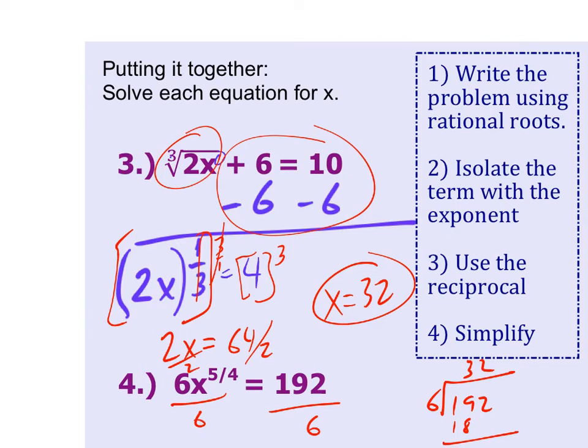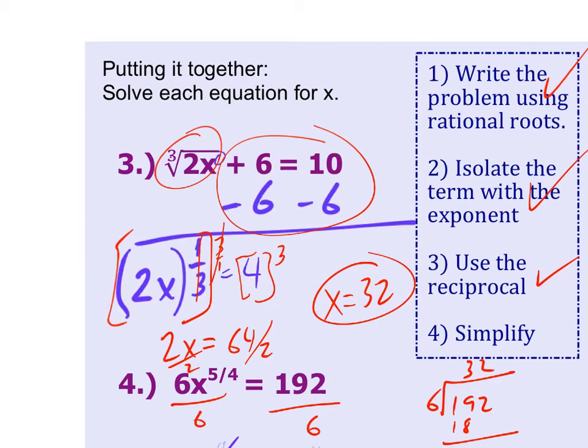Now, we've got the rational root. We've isolated the term with the exponent. Now we've got to use the reciprocal. So to use the reciprocal here, I'm going to multiply by 4/5 on both sides as an exponent. And now I just have an x left over on the left side because the 5/4 and the 4/5 multiply to 1. So it's an exponent of 1, or x to the 1.